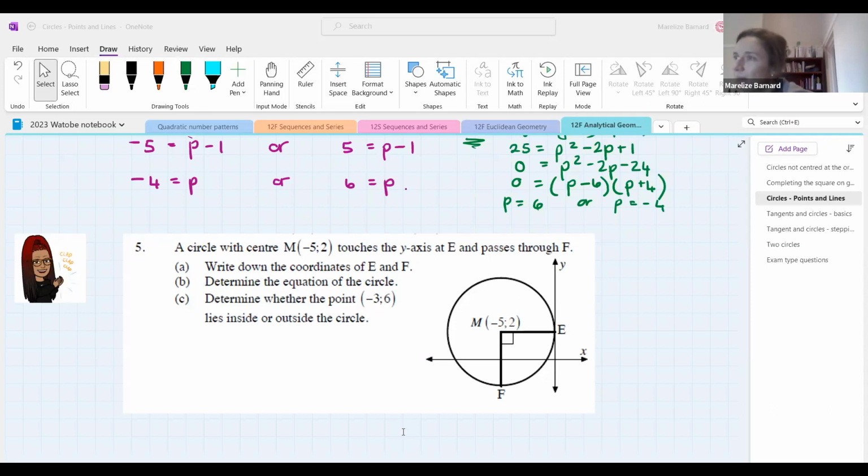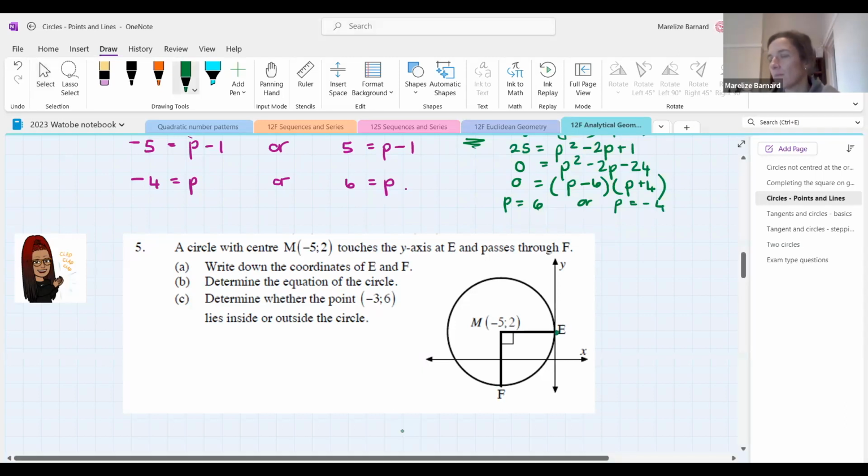Ma'am, I don't know if I'm right, I might be wrong for E, but I think for E it's going to be -5 and 0. So E is on the y-axis. So our x-coordinate is going to be 0 because it has to be on the y-axis. So wherever there's any x value on the y-axis, it has a value of 0, and then we go across to our y value.